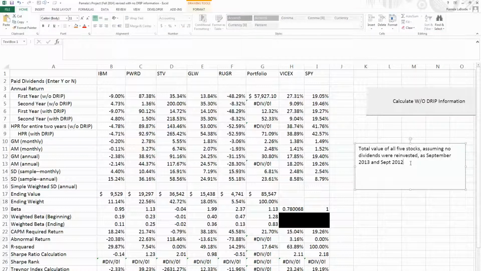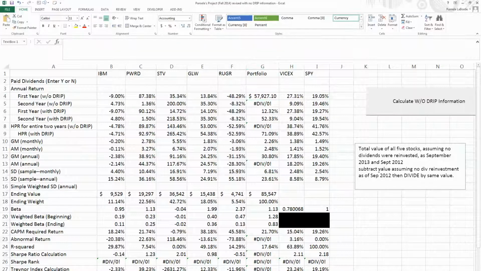And then what I need to do is subtract the value assuming no dividend reinvestment as of September 2012. And then divide by that same value. Well, for this year, this part right here is easy to calculate because it was our starting value, and we know our starting value was 50,000.